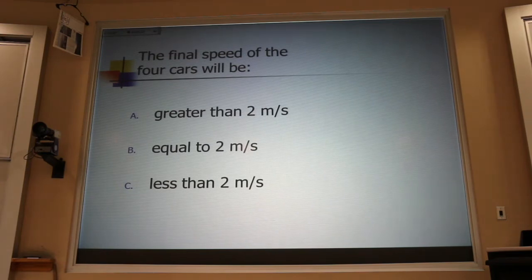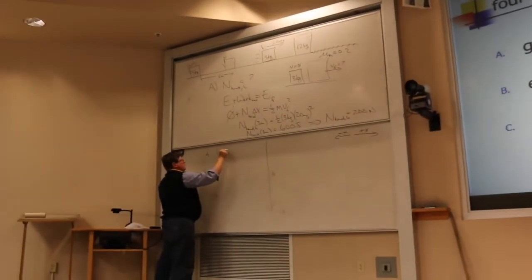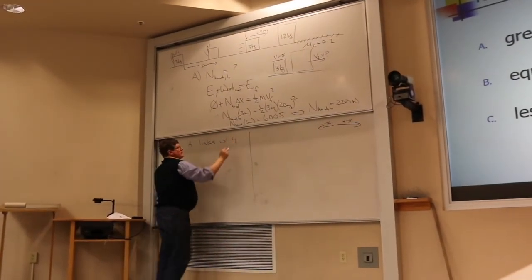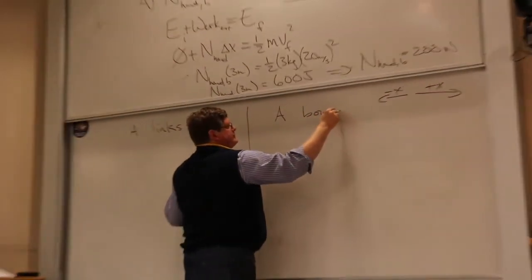And that is that momentum's a vector. And because it's a vector, you can lose more than everything. Let's look at 2 situations. One where A links with the 4, and the other one where A bounces.